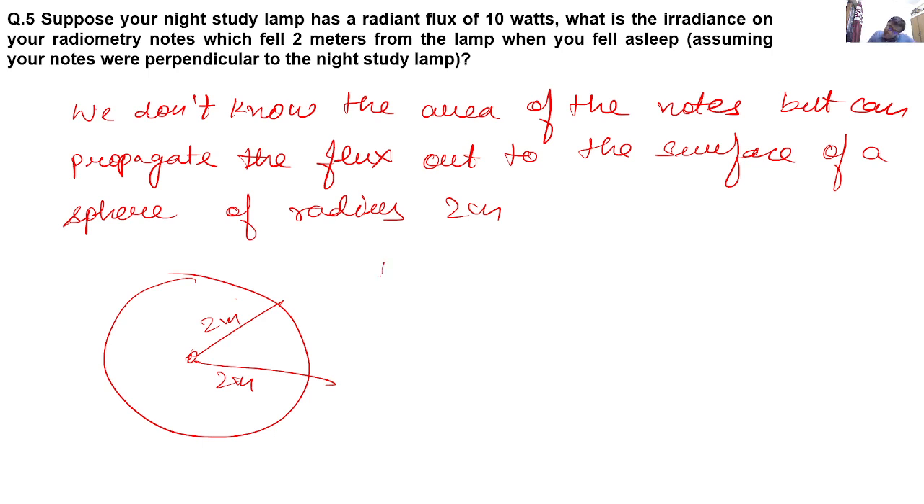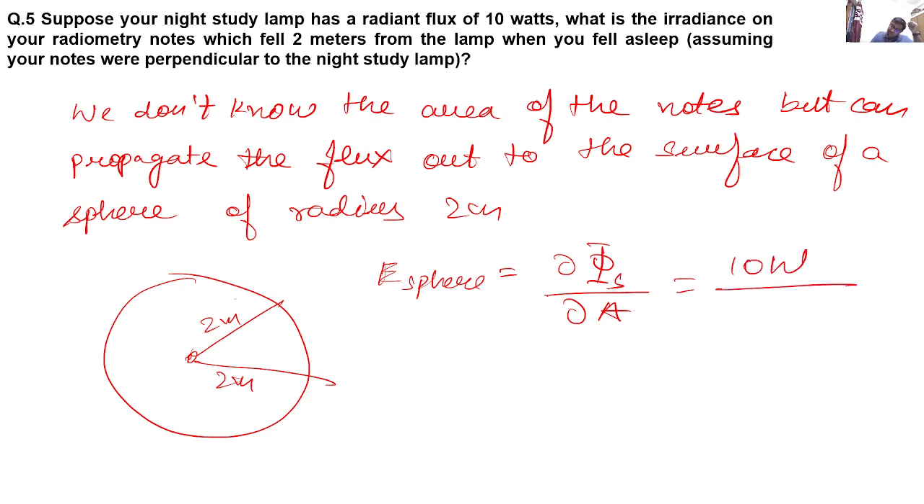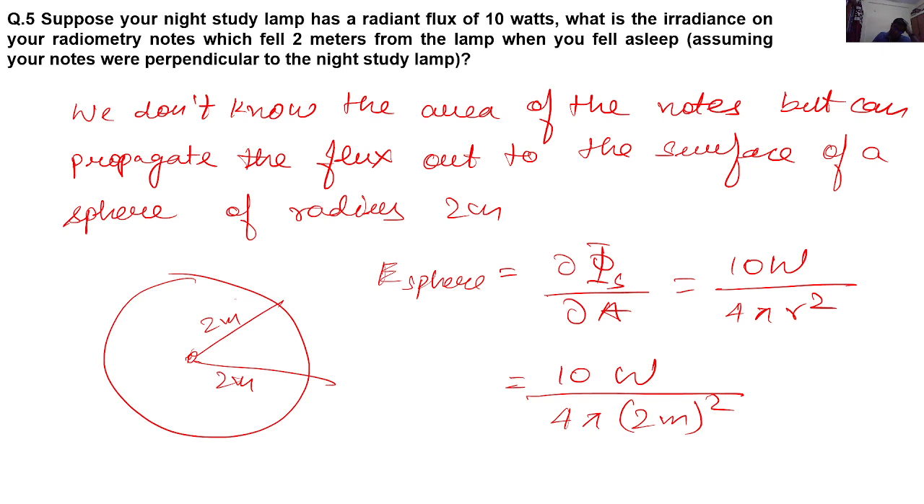So E sphere would be delta phi S by delta A. It is 10 watts by the surface area 4 pi r square. 10 watts by 4 pi times 2 meters square. It comes out to be 0.199 watts per meter square. It's very straightforward.